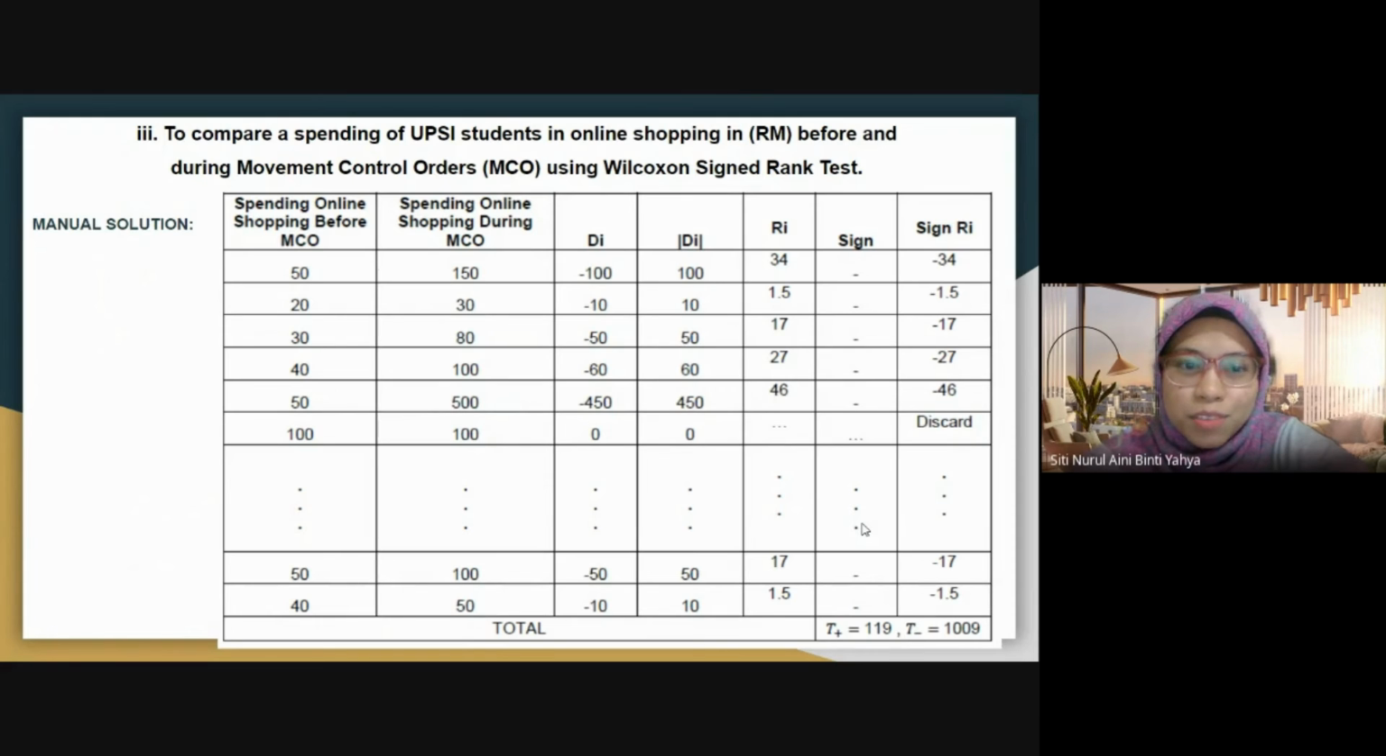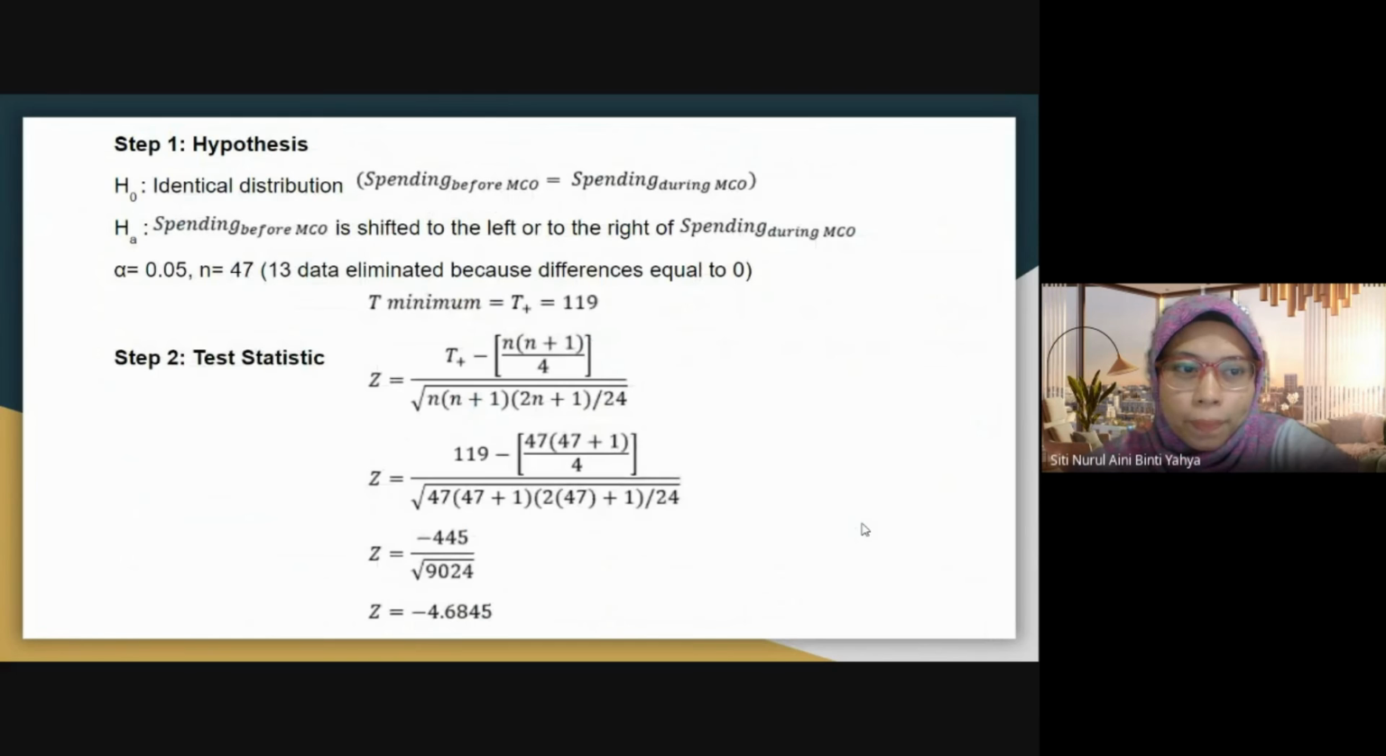Okay, the last objective is to compare the spending of UPSI students in online shopping in RM before and during MCO using the Wilcoxon signed rank test. For the manual solution, we calculate the difference, ranks, and finally we get T positive and T negative. Okay, for step 1 hypothesis, H null is identical distribution, spending online shopping before MCO to spending during MCO. Hypothesis alternative, spending before MCO is shifted to the left or to the right of spending during MCO.